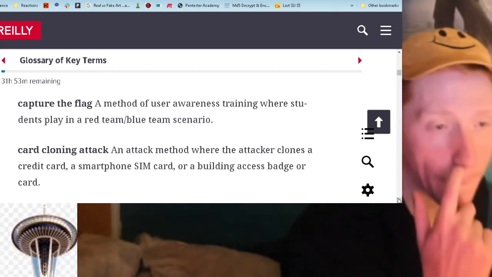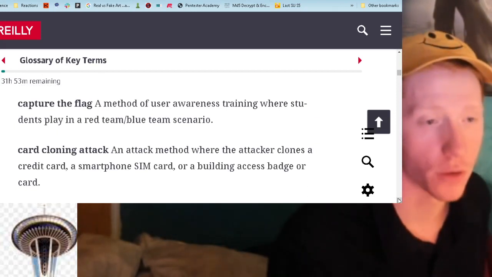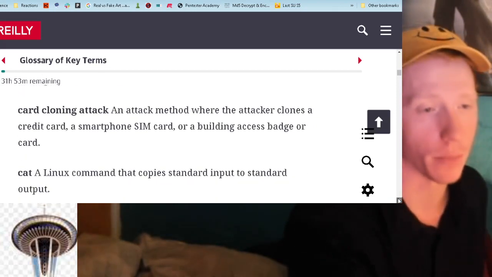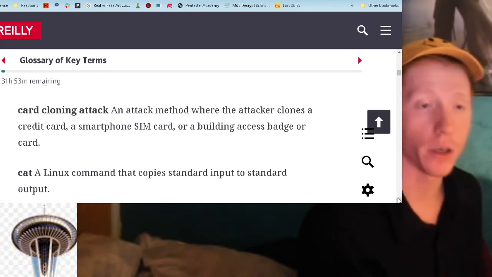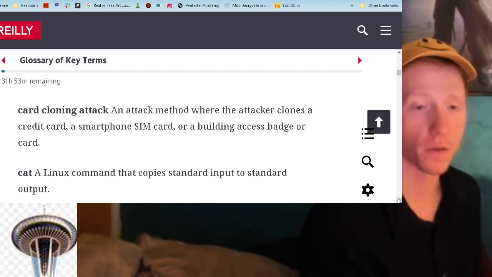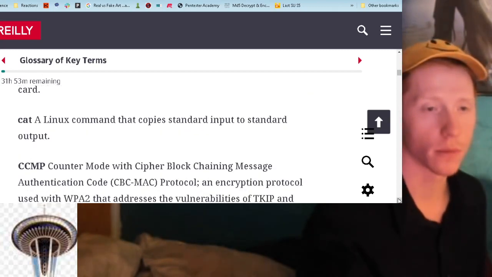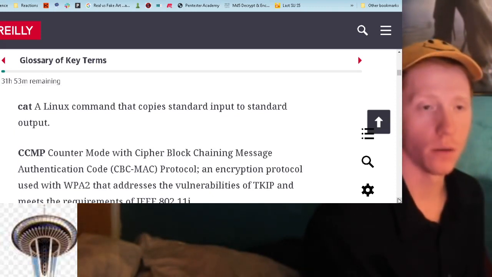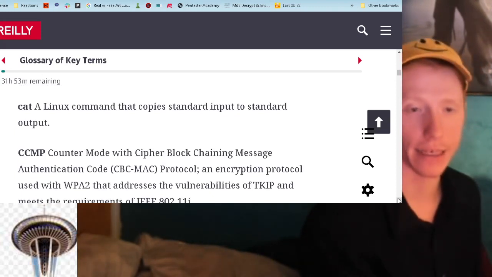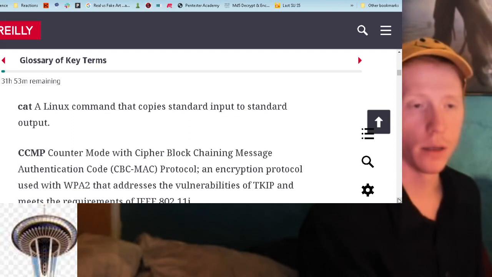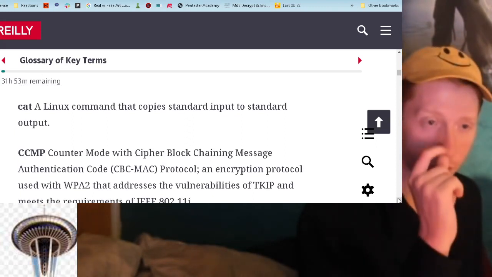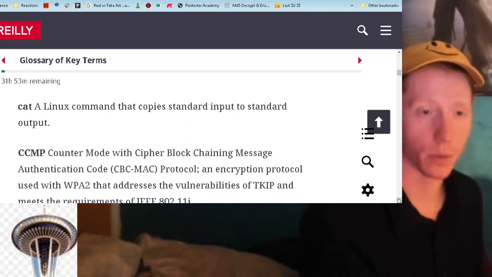Capture the flag. It's a training where students play in a red blue team scenario. Card cloning, where an attacker clones a credit card, smartphone SIM card, or building access badge. A CAT, which is short for concatenate. A Linux command that copies standard input to standard output. So it's copy-paste.